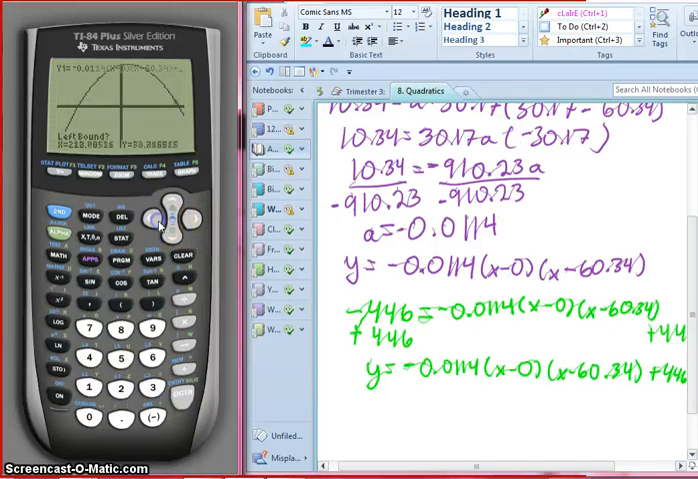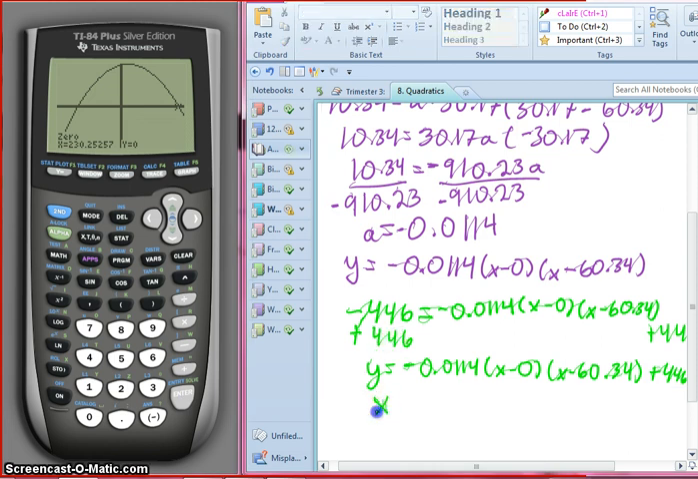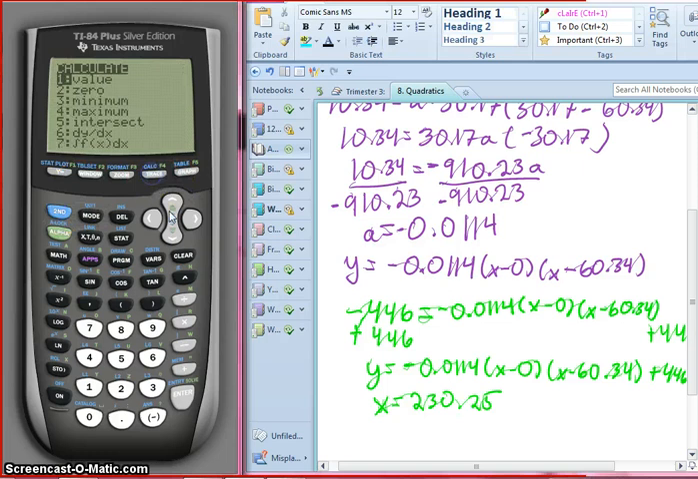Alright, so you want to do left bound, and then right bound. And your first 0 will be x equals 230.25, because we're rounding to the hundredths. And then to do the second 0, you use the same thing, second trace, 2. Wait a while to let it go all the way over the arch.